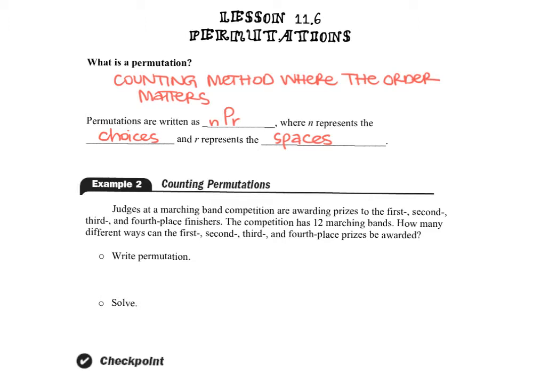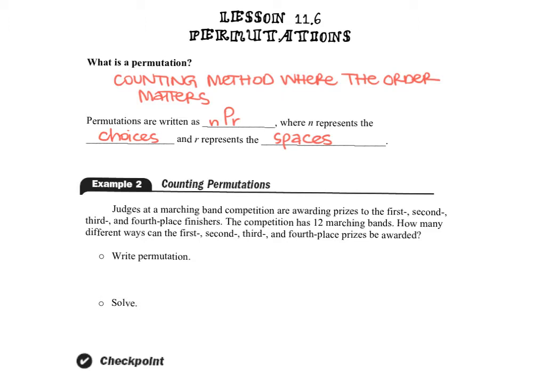As a quick reminder, a permutation is a counting method where the order matters. So we are going to solve these by looking at how many choices and spaces we have. Permutations are written with a large capital P for permutation, and then on the left side, we have a little n as a subscript, and on the right side, we have a little r as a subscript. The n represents how many choices we have, and the r represents how many spaces we have to put those choices in. I think once we do an example, this will make a little more sense.